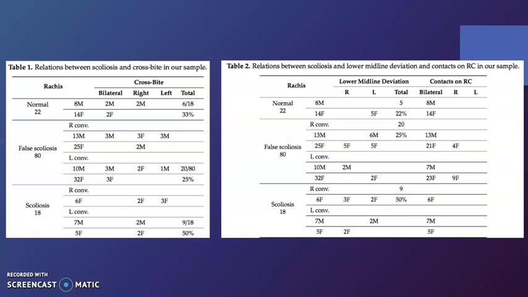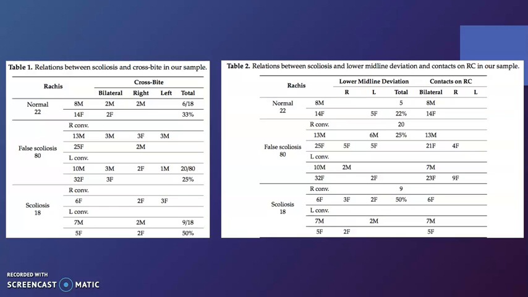So Table 1 and Table 2 examine the relationship between scoliosis and crossbite, as well as the relation between scoliosis and lower midline deviation in contacts. And to interpret, M and F refer to male or female. RC is interchangeable with CR, the centric relation, and the left or right CO and V is a reference to the convexity of the curve either on the left or right side.